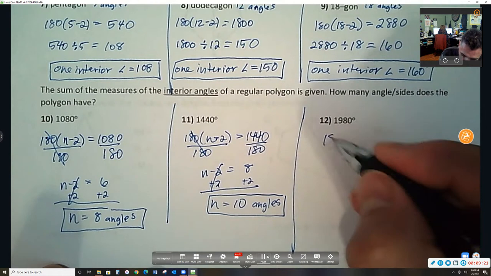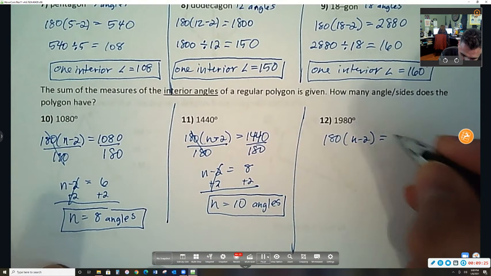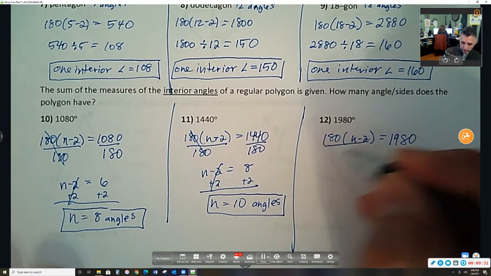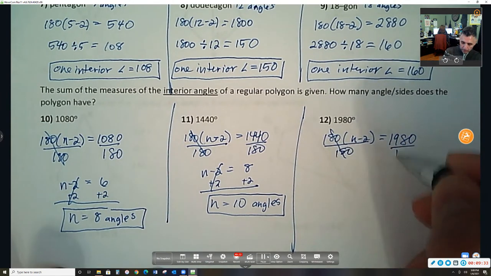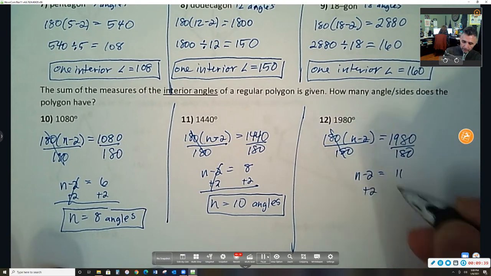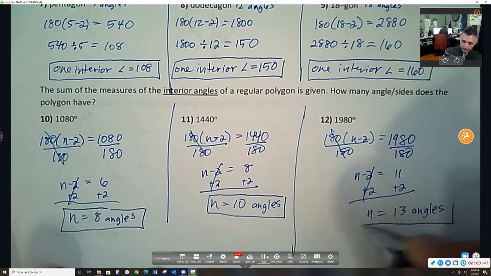And then for the last one, the sum of the measures of the interior angles is equal to 1,980. Divide both sides by 180. That is 11. Add 2 to both sides, and we get 13. So again, I know that polygon has 13 sides, or 13 angles.